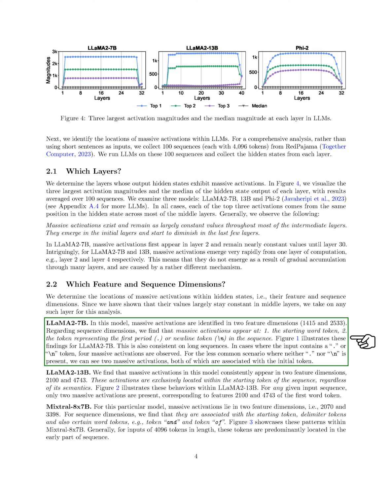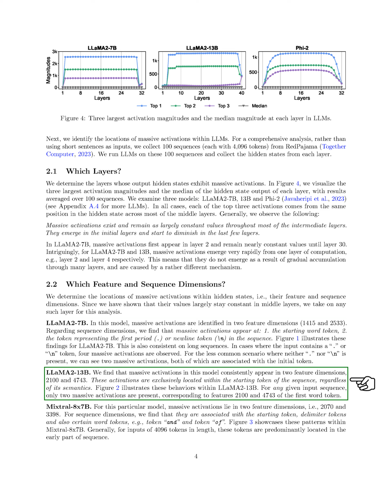This pattern holds true even in longer sequences, with up to 4 intense activations occurring when these specific tokens are present. In the Llama 2 13B model, the intense activations are consistently found in 2 feature dimensions and are always associated with the starting token of the sequence. Another model, Mixtral 8x7b, shows a similar pattern but includes additional tokens like "and" and "of" as points of intense activation.